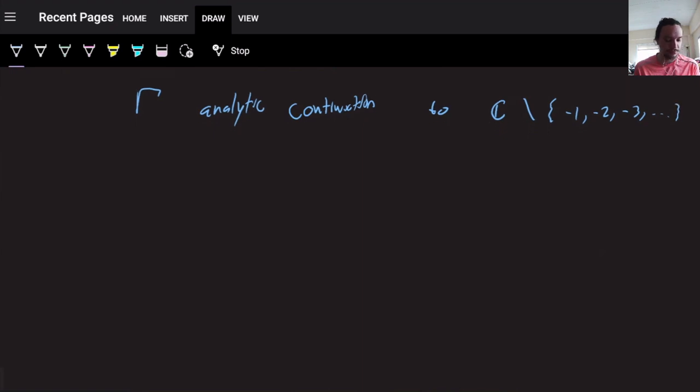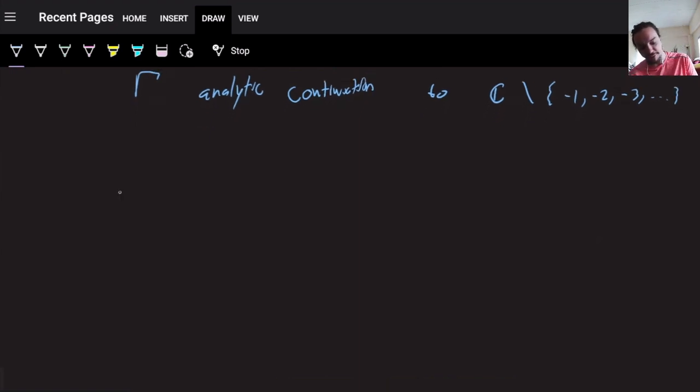Okay. So what are some other properties of the gamma function that we can get from this? Well, there's something called the reflection equation for the gamma function. Which says that if you want to know what gamma is at 1 minus z, okay, then you can figure that out in terms of gamma at z.